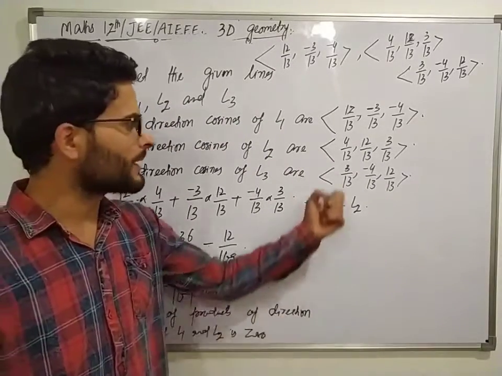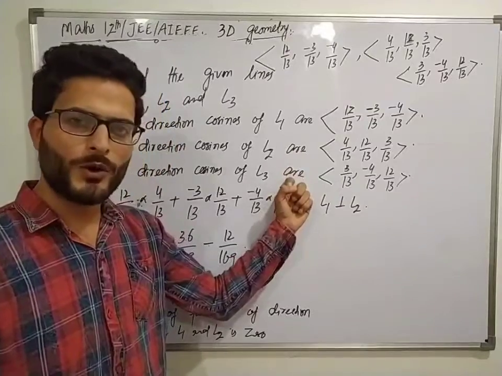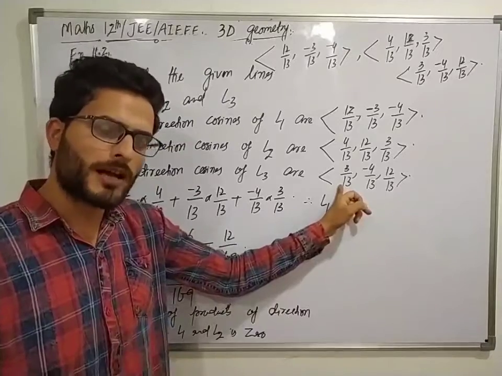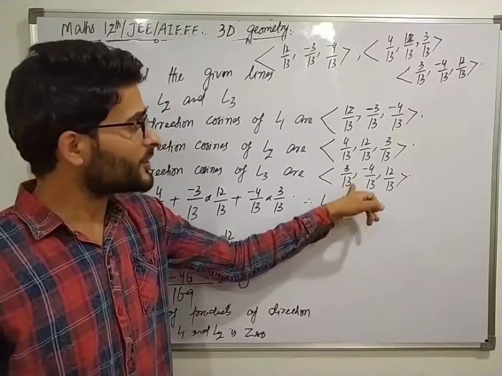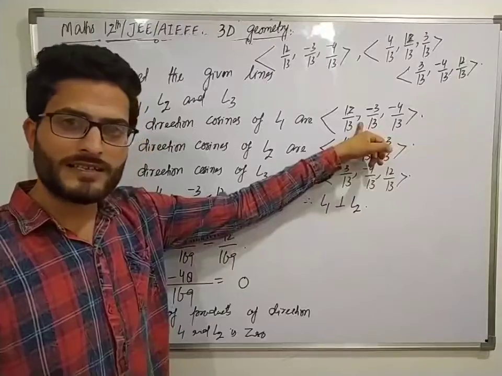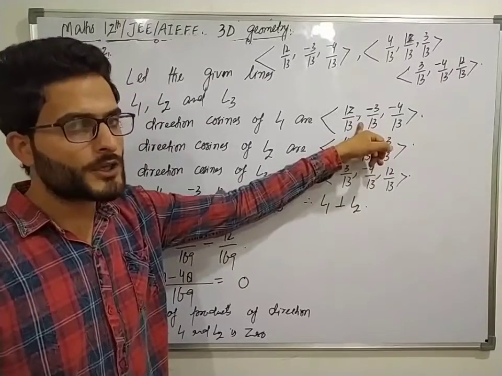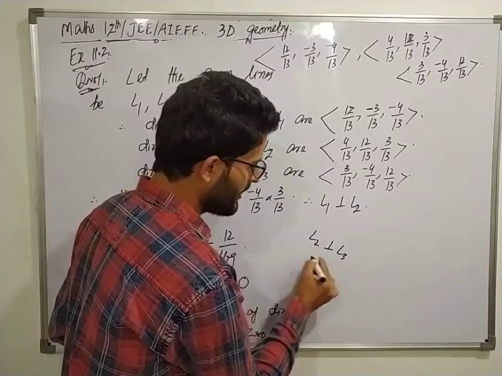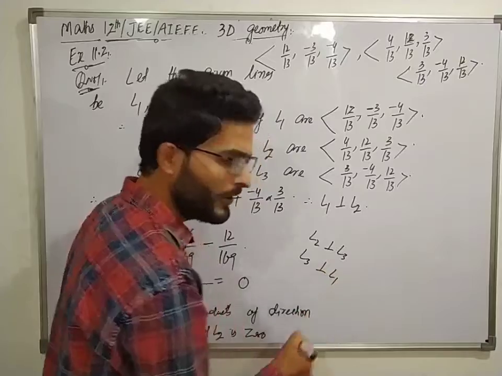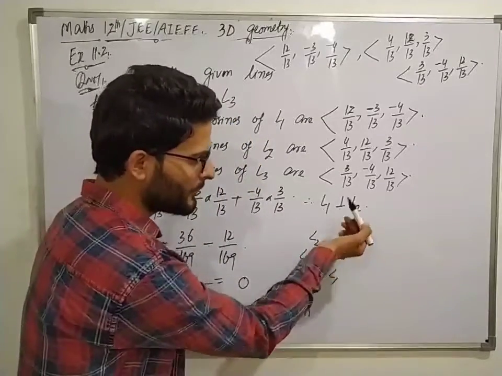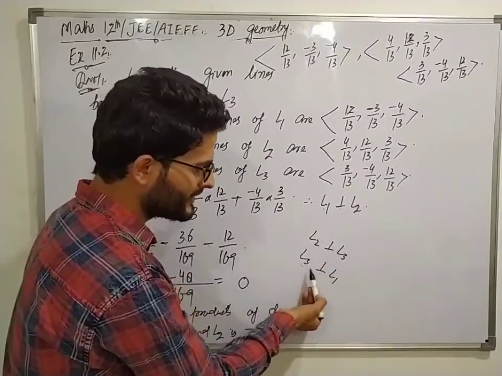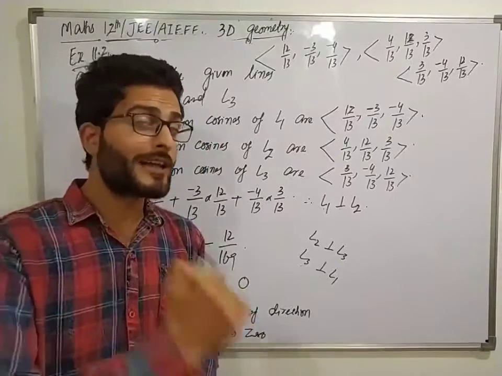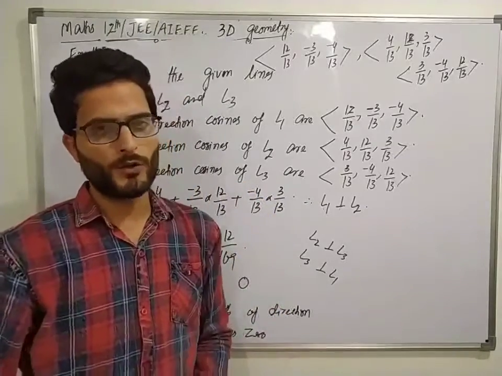In the similar fashion you can prove that L2 is perpendicular to L3. Take the sum of products of the direction cosines of L2 with the direction cosines of L3, it will come out equal to 0. Then take the sum of products of the direction cosines of L3 with those of L1, and that also will be equal to 0. So L2 is perpendicular to L3 and L3 is perpendicular to L1. So when L1 is perpendicular to L2, L2 is perpendicular to L3, and L3 is perpendicular to L1, it means all the three lines L1, L2 and L3 are mutually perpendicular, right?